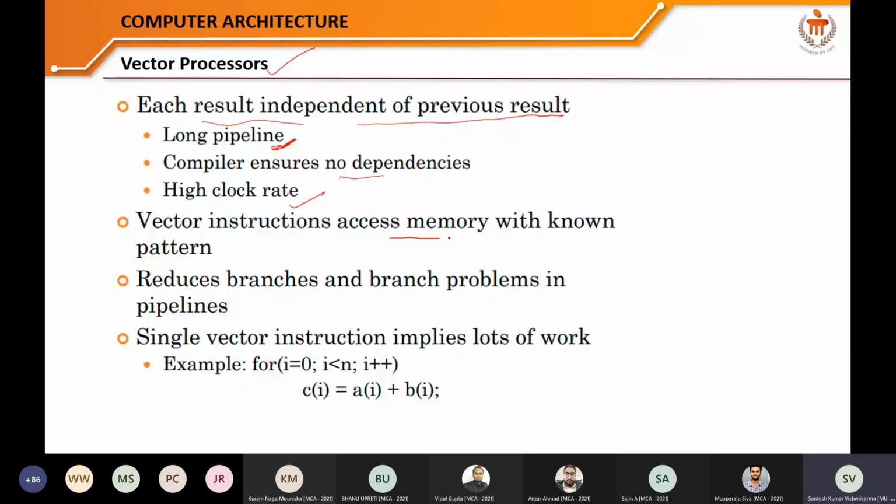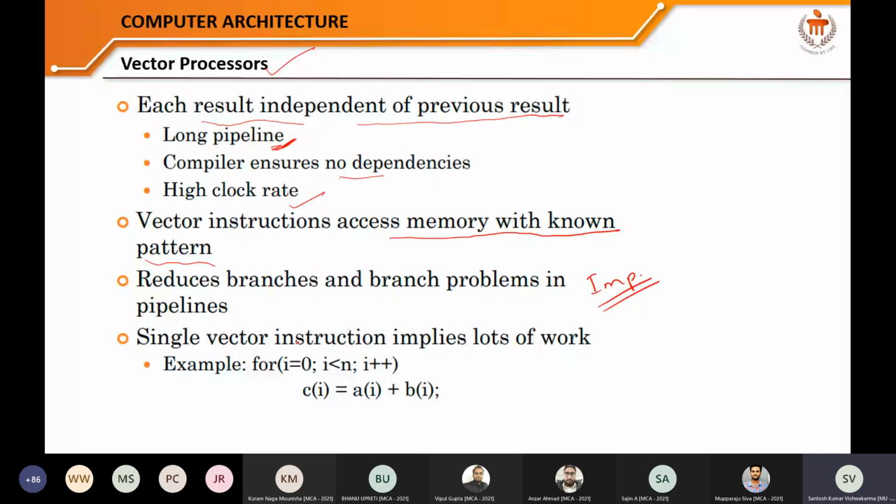So obviously, if you are going to execute these vector instructions, the memory accessed should be based on some known patterns. And this is a very important property that we are going to focus on, and I will elaborate on it with an example also. As you can see, a single vector instruction implies a lot of work.